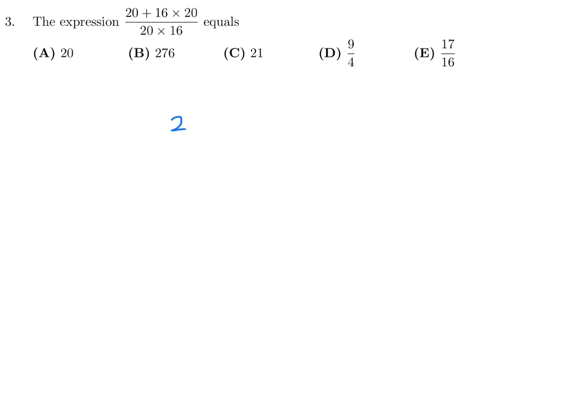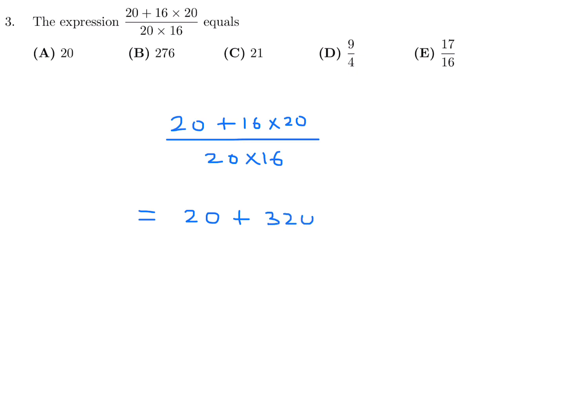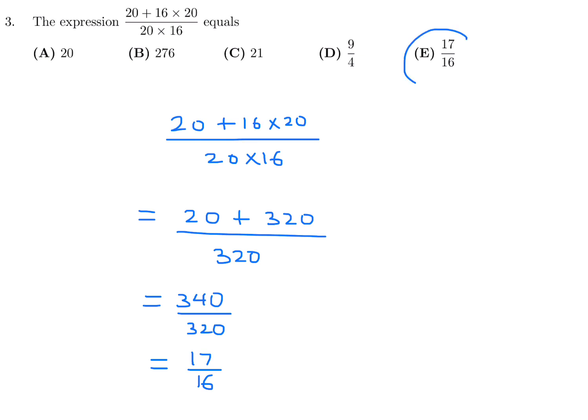The expression (20 plus 16 times 20) over (20 times 16) equals, well, 16 times 20 is 320. 20 times 16 is 320. So this is 340 over 320. In lowest terms, divide top and bottom by 20, and you'll get 17 over 16. And therefore, number 3, the answer is E.